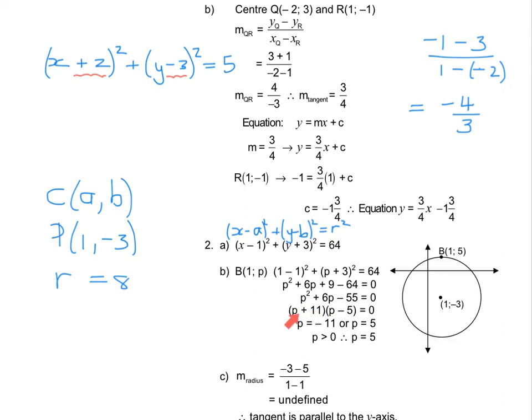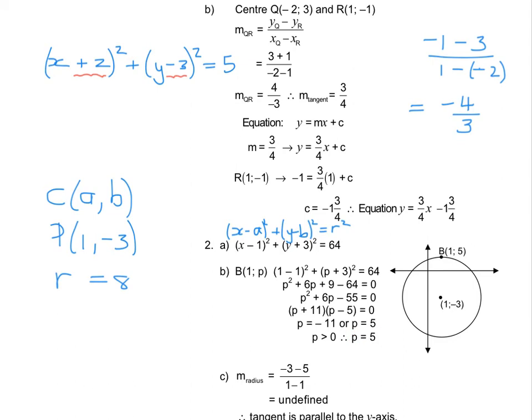If I take my first bracket, p plus 11 equal to 0, the plus 11 will go to the right hand side and become minus 11. If I take my p minus 5 and set it equal to 0, the minus 5 taken to the right will become a plus 5, and therefore p is equal to 5.